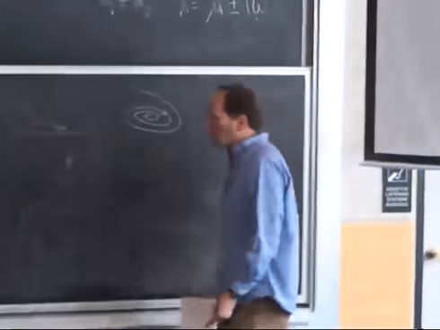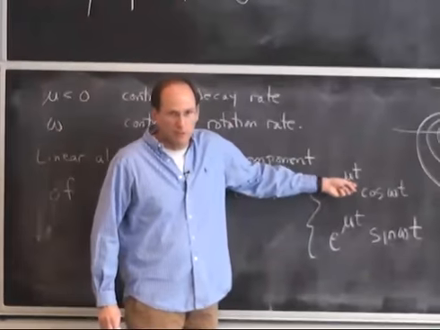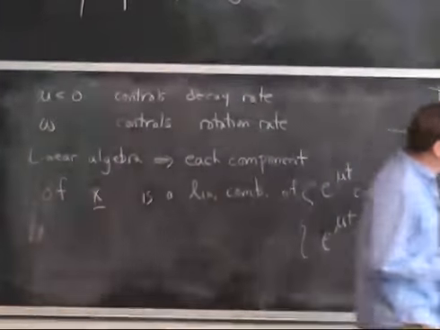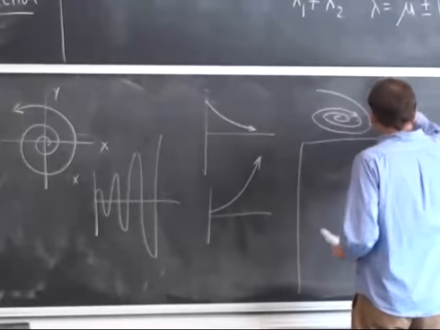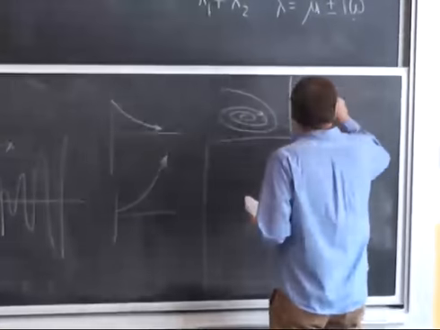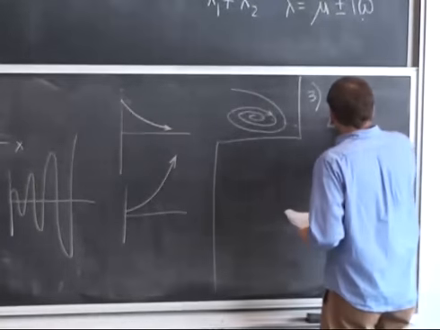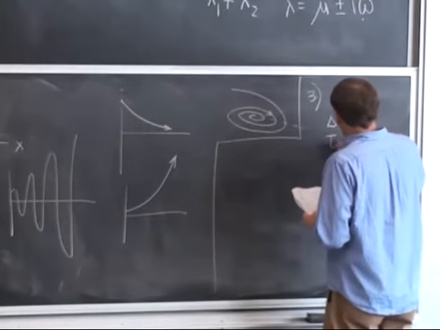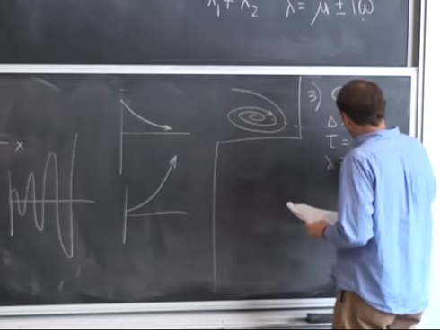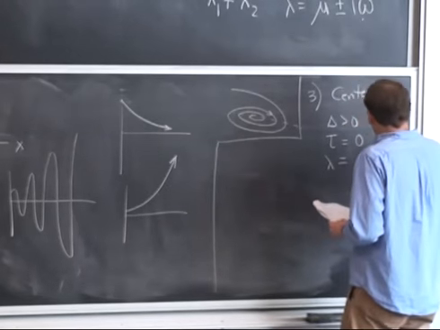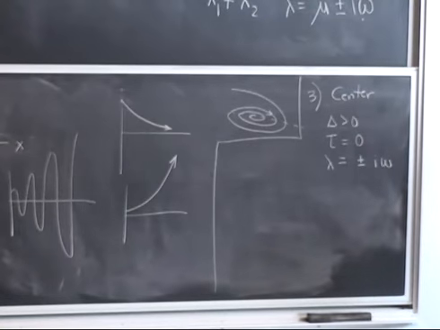Okay, so those are the cases of spirals. Then there's a very special case of a spiral, which is if this damping rate, mu, happens to be 0. So that can happen. And let's see what that does for us. That's the next case, which is case 3, which is traditionally called a center. That's where you have a positive delta, a trace that happens to be exactly 0. And in that case, the lambdas are pure imaginary. They're just plus or minus i omega. There's no mu. The mu is 0.